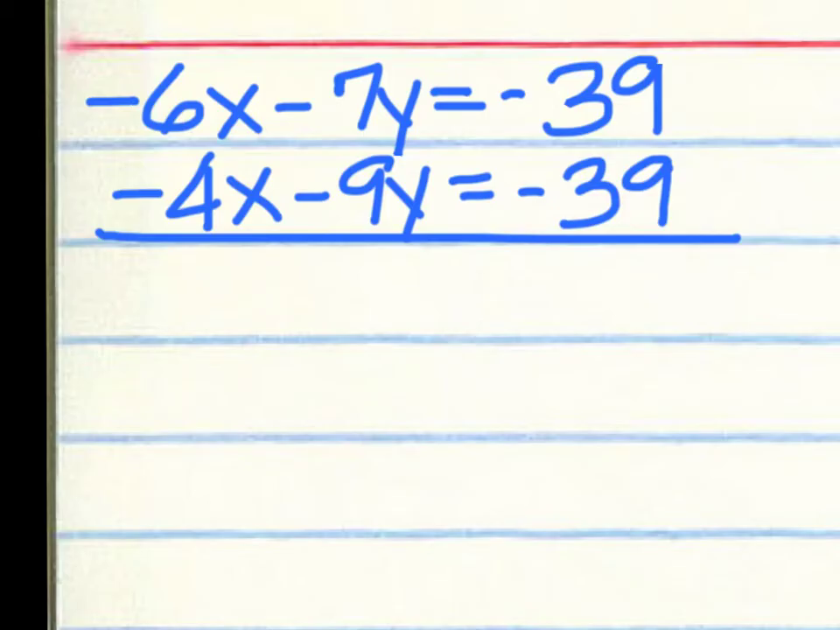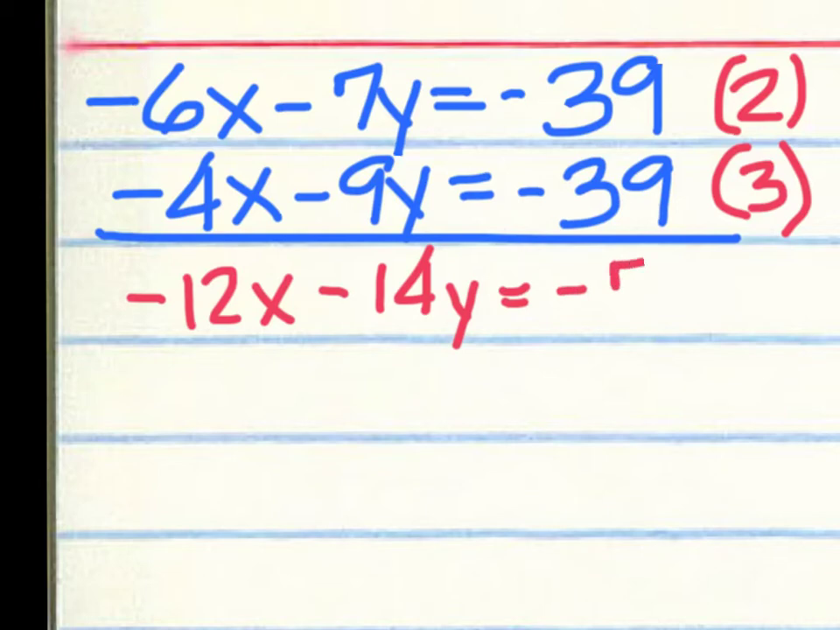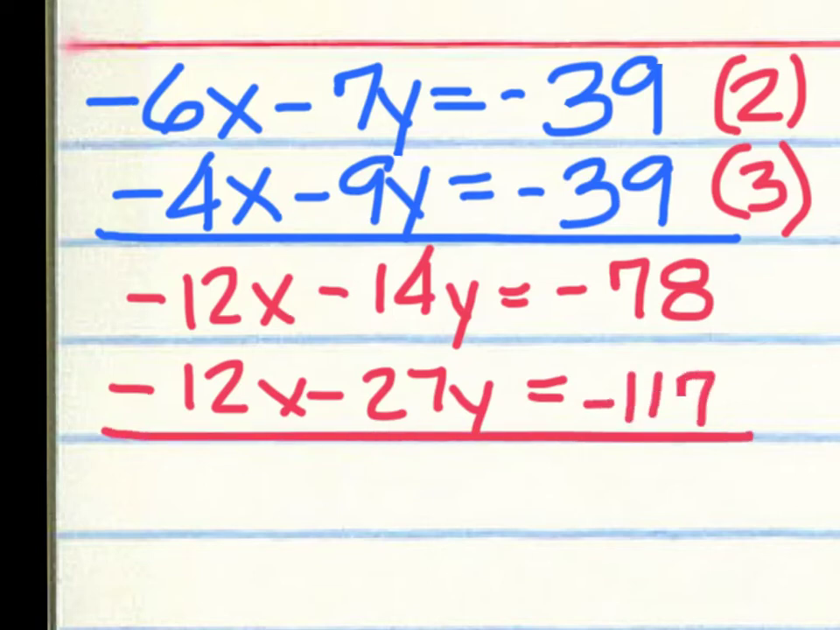To start on this one, you have a 6 and a 4. The lowest number they'll go into is 12. So you have to multiply by 2 up here and 3 there. So on top you get -12x minus 14y equals a -78. Then on the bottom one, -12x minus 27y equals -39 times 3, which should be 90 plus 27. What's that, 117? Okay, so now since you have two negative signs here and here, that means you must subtract.